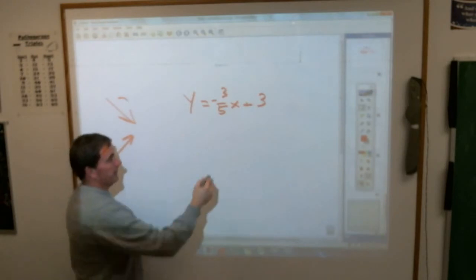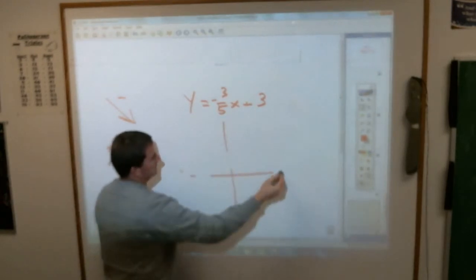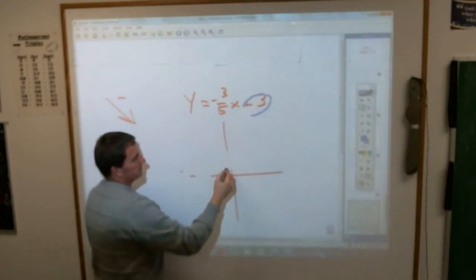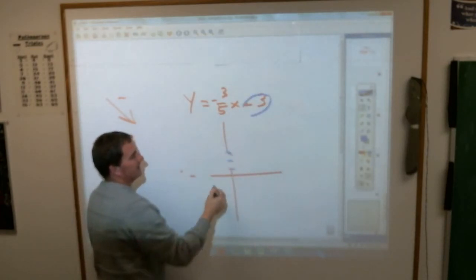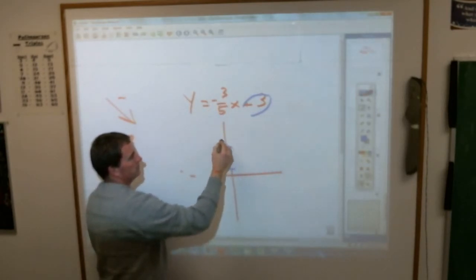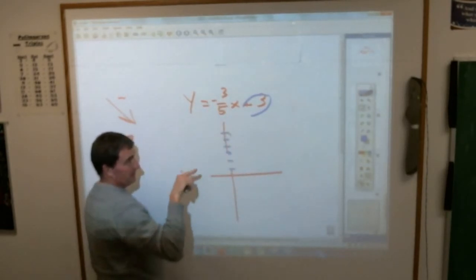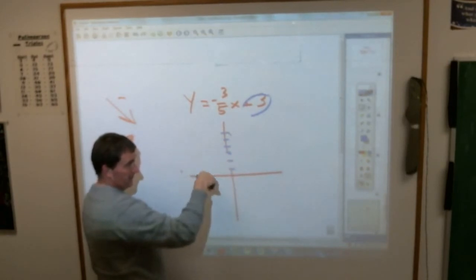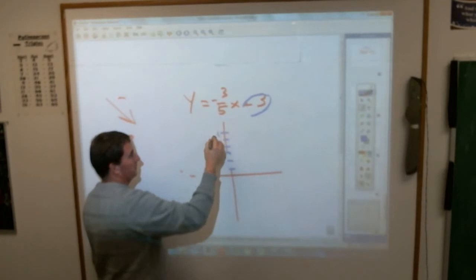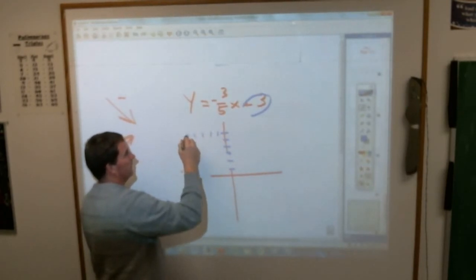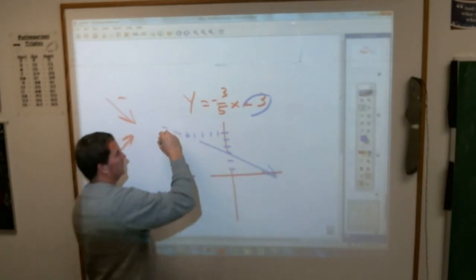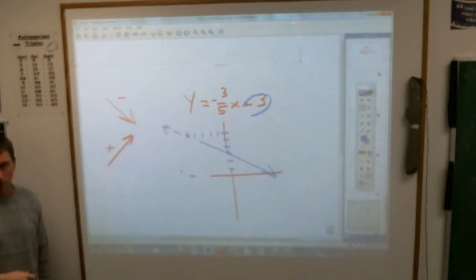And here's what it should look like, in 3 easy steps or less. It crosses your y-axis at 3, so 1, 2, 3, put a dot. From that dot, you go up 3 over 5. Up 1, 2, 3. Now you have to decide, are you going over 5 that way or over 5 this way? The line has to go downhill, so your 5 has to go over this way. 1, 2, 3, 4, 5. And there's your 2 dots. You connect them, and that's how your linear equation should look.